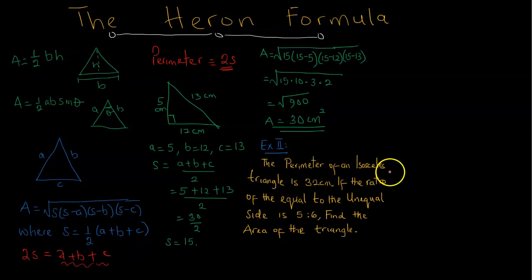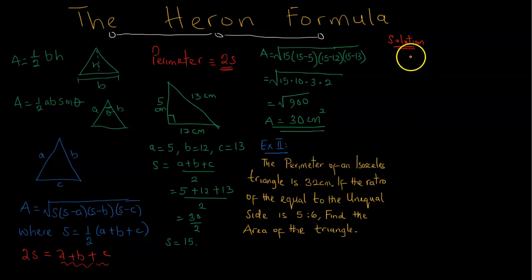The perimeter of an isosceles triangle is 32 cm. If the ratio of the equal to the unequal side is 5 to 6, find the area of the triangle. Now, the first thing we are going to do here is to identify what we are given. We are told that the perimeter of the isosceles triangle is 32 centimeters.